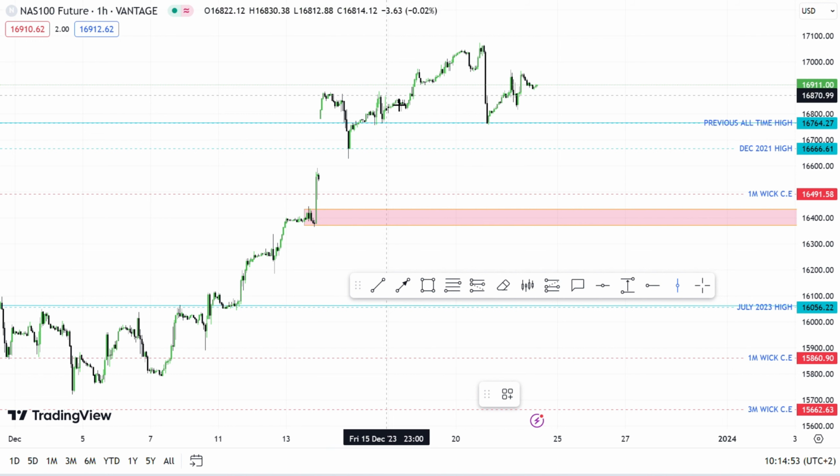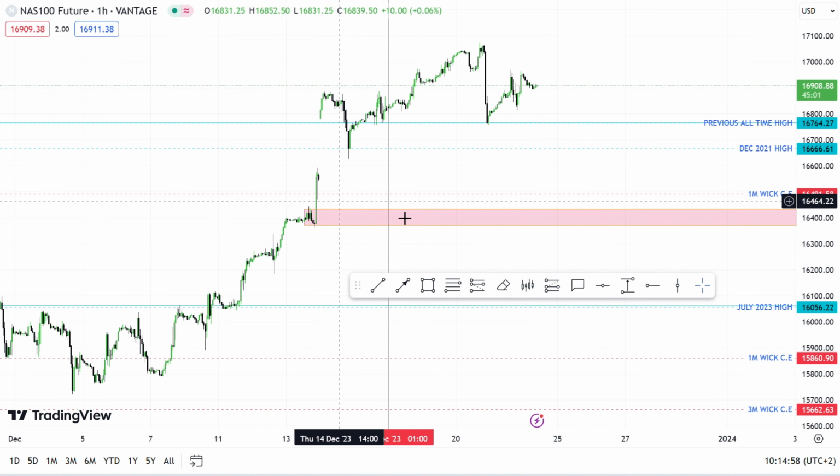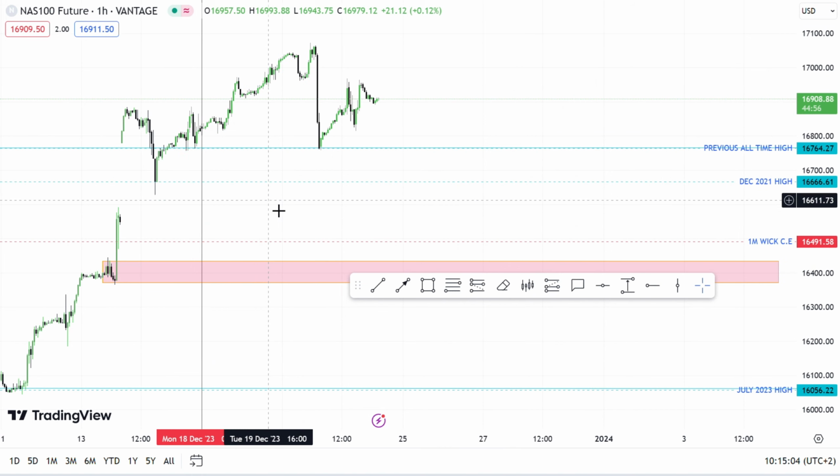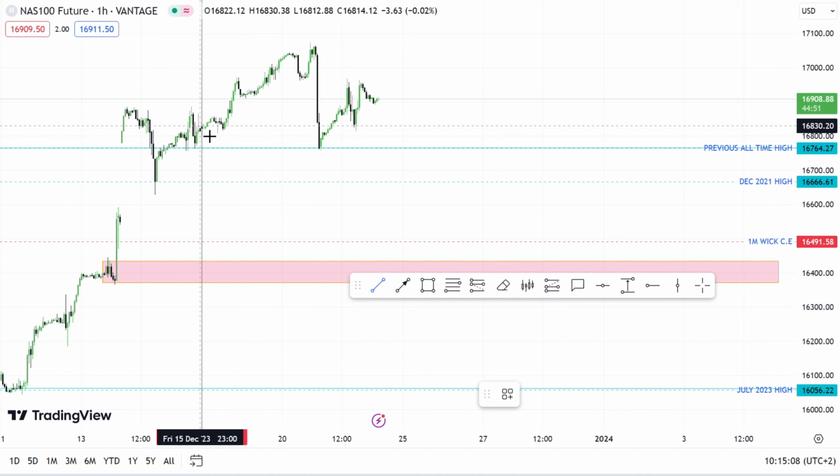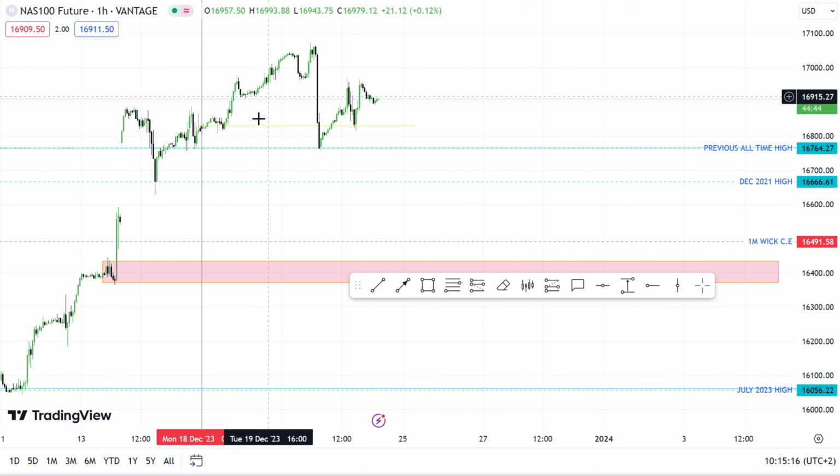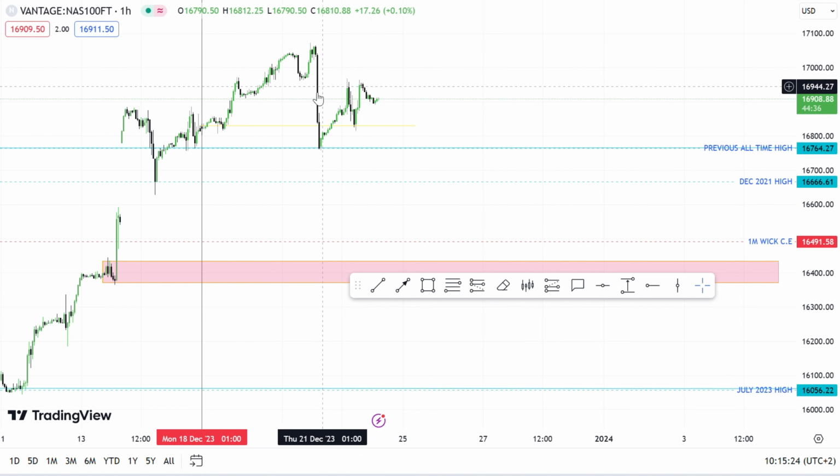This week started here. So the true open of the week is right here. That's the true open. As I said in the previous series, anything above the true open is a highly probable sell. Anything below is highly probable buys.